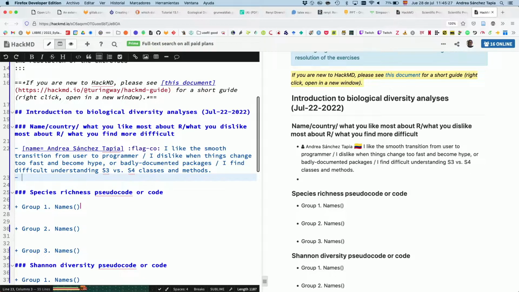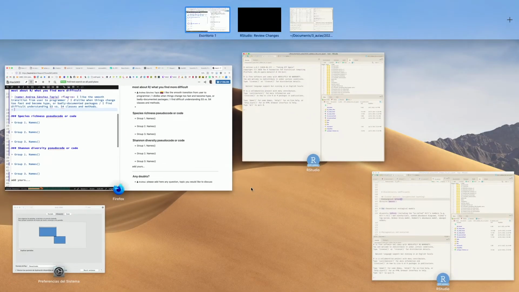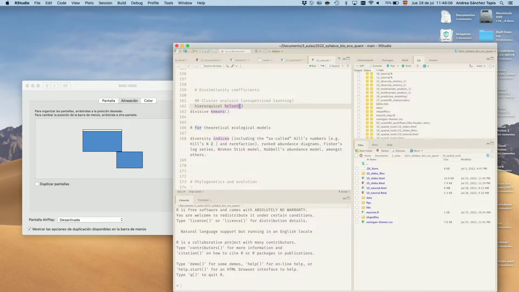So we're going to work a lot on the notepad. And at the end of the day, I will be here today at the end. If you have any doubts, please add here any question or topic that you would like to talk about during the week, either today or next week, so that we can see if we have patterns of doubts and topics that you would like to make clear. Okay, so you will be writing here, and I will put this notepad here so I can see you.